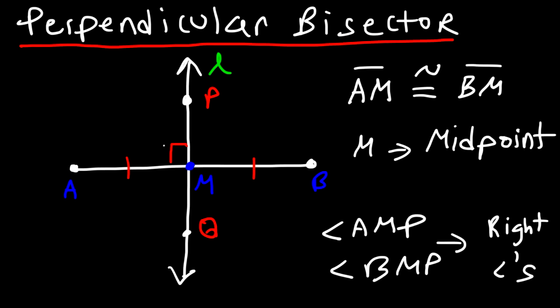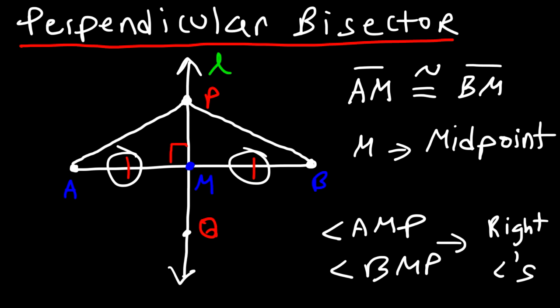Now there's something else that you need to know about perpendicular bisectors. And let's focus on point P. So notice that AM and BM are congruent to each other. And these two triangles share a common side, side PM.